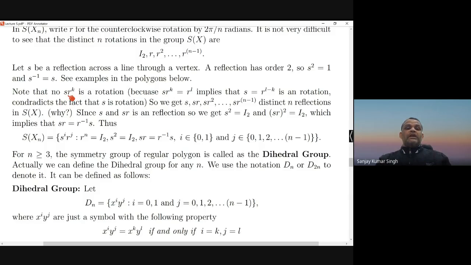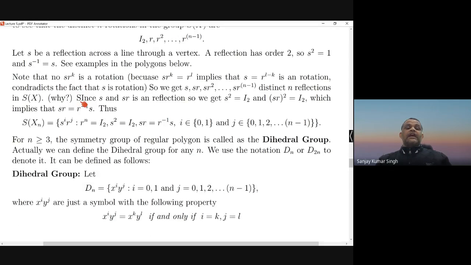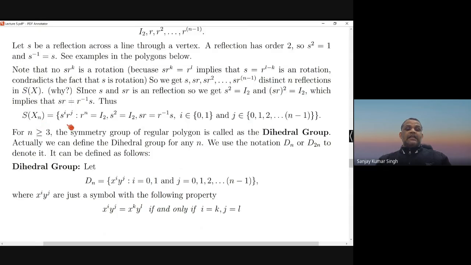And how many are they? They are exactly n. So they will definitely be reflections. Thus I can write the elements of this set as s^i r^j, where r^n is equal to identity and s squared is equal to identity. Also, you check that this is a reflection, so its square is equal to identity, which implies that s r equals r inverse s, and hence I get this relation.